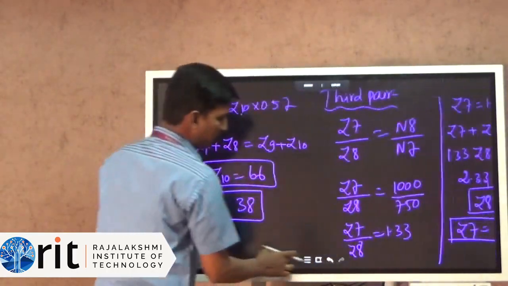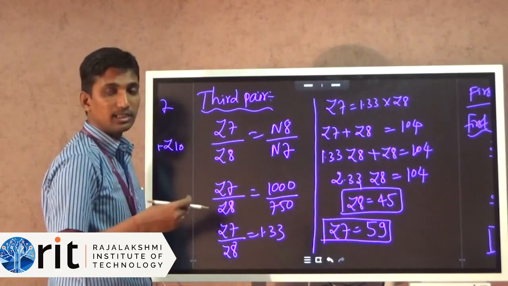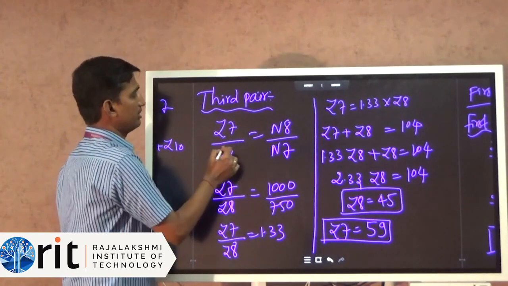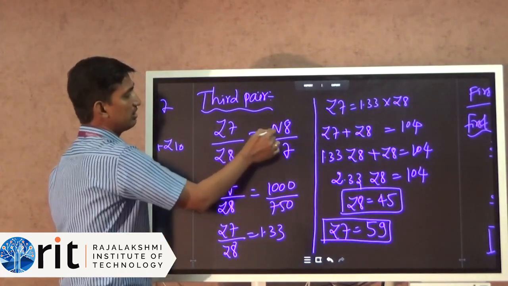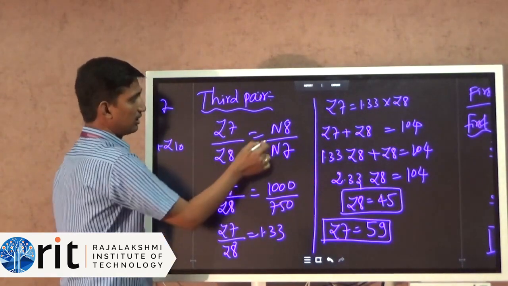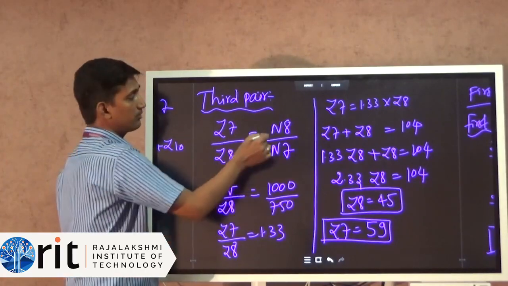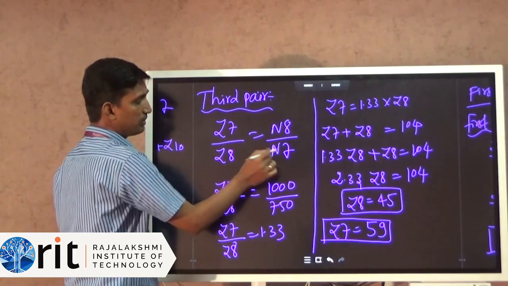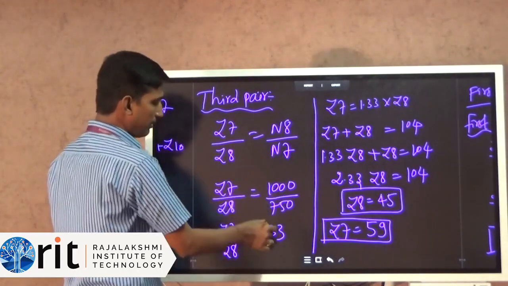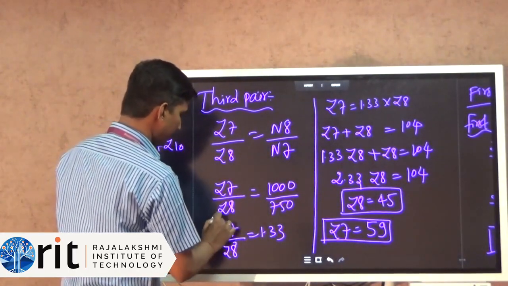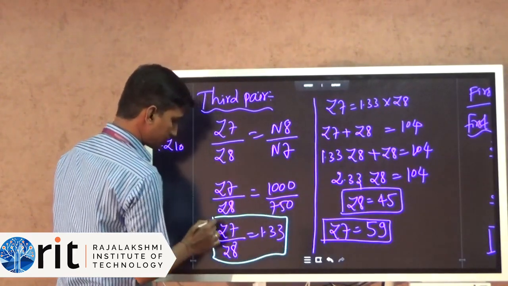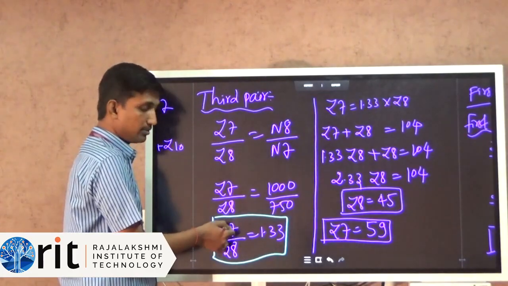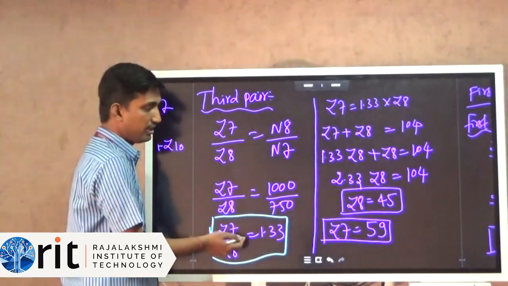Now we are in a position to find out the number of teeth in the third pair of engagement gears. Z7 divided by Z8 is equal to N8 divided by N7. Now the speed of N8 is 1000. Similarly, the speed of N7 is 750. By dividing both, I am getting 1.33 for this particular speed variation.